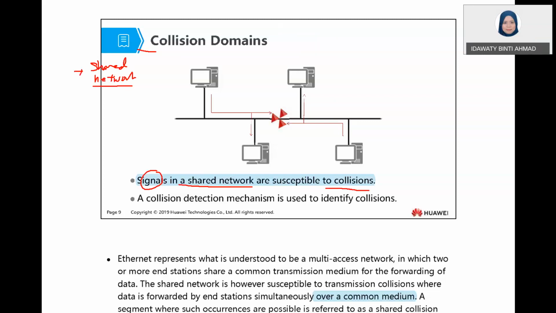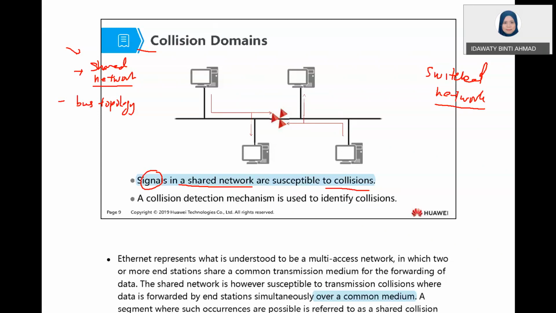Basically, last time we had this shared network. Nowadays we have switched networks, so we already covered this. A shared network is basically a bus topology. Like this, this one is the bus.